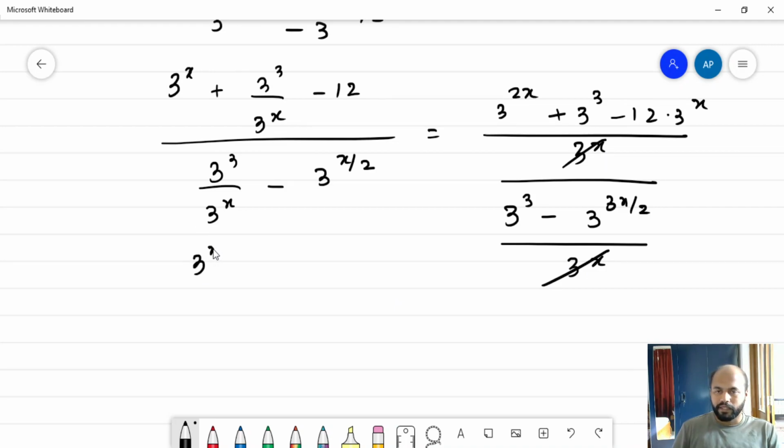And now we're going to write 3 raised to x as some t. Let's see what we get out of it. So if I write 3 raised to x as t, when x is tending to 2, t tends to 9. So that will be the shift in the limit. So limit t tends to 9. Now in place of 3 raised to x, I'm going to write t.